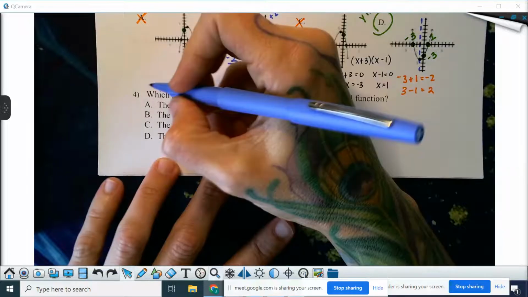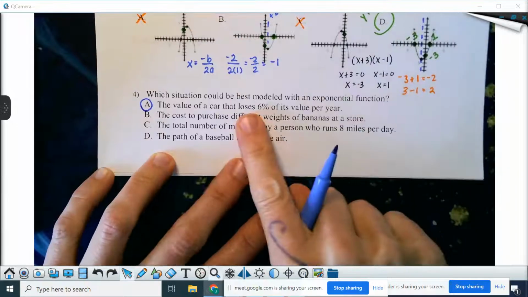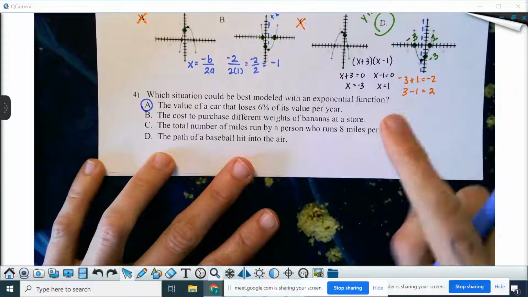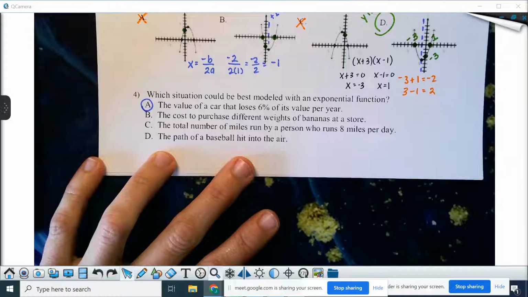Yep, definitely A. It loses 6% of its value every year, because after the first year, your amount changes. Your starting amount would change because I lost 6%, so then I have a new number, and I'm going to lose 6% of that new number, not off your starting value.